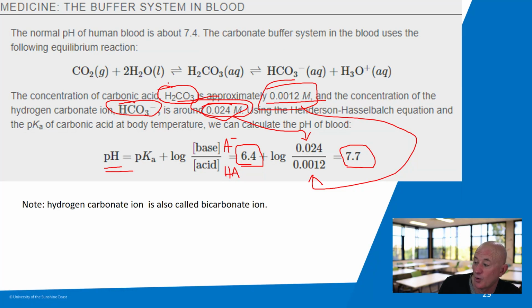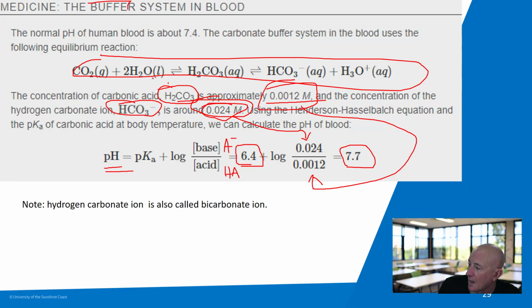Actually, this system's much more complicated than that, which is why you would expect it to be approximately correct. By the way, you're going to do this in your prac in week 9. You're going to play around with this particular buffer system here. Just be aware that this stuff is called carbonic acid, and this stuff is called hydrogen carbonate ion, which I never call it. Most people don't, because they use the old school term, which is bicarbonate. I've got that written down there in case you get confused.